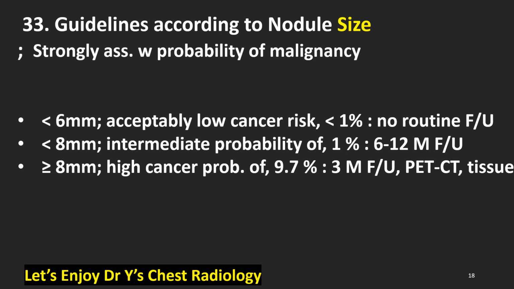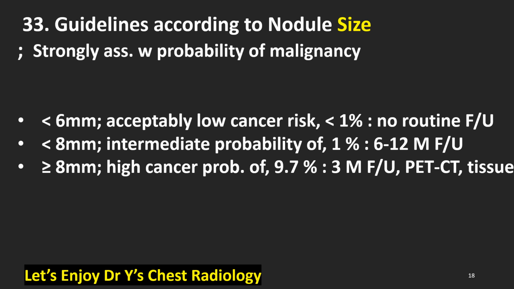Guidelines according to nodule size, strongly associated with probability of malignancy. This is important, telling us about the odds of lung cancer possibility and what we do about the follow-up of the patients according to the size of the nodule. First, less than 6 mm: acceptably low cancer risk, less than 1%, so we do not need routine follow-up for a nodule less than 6 millimeters.